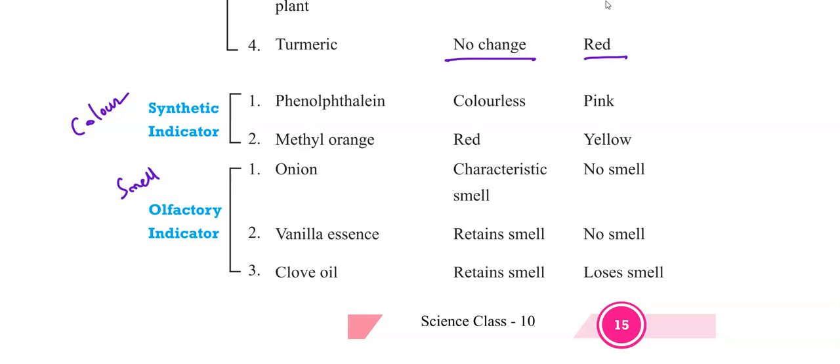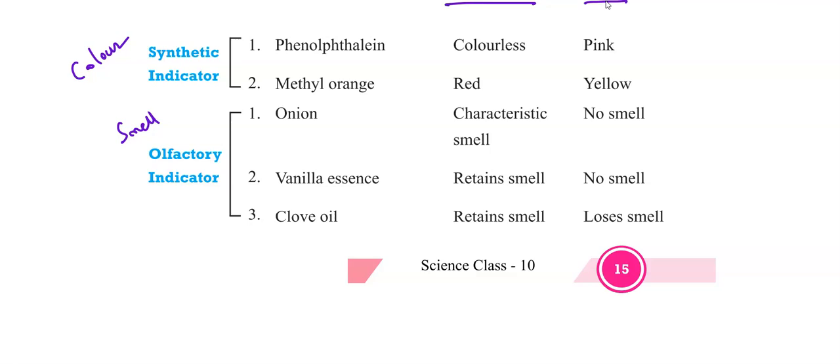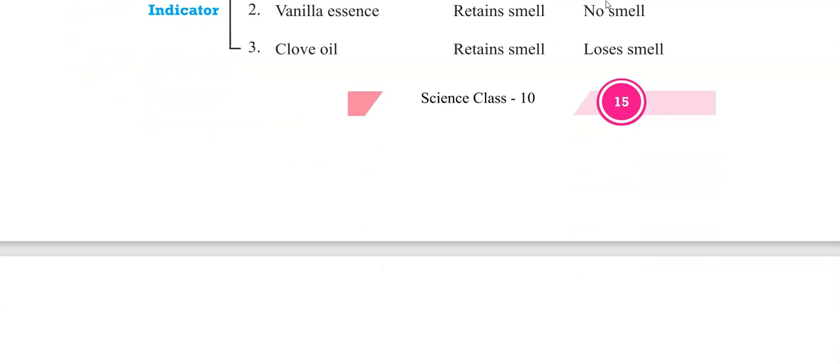If it is base, no smell. Vanilla essence, it retains smell in acid. If it is base, no smell. Clove oil, it remains the same smell in acid, and if it is base, it loses smell. Just go with these basic things. I hope you are understanding the concepts.